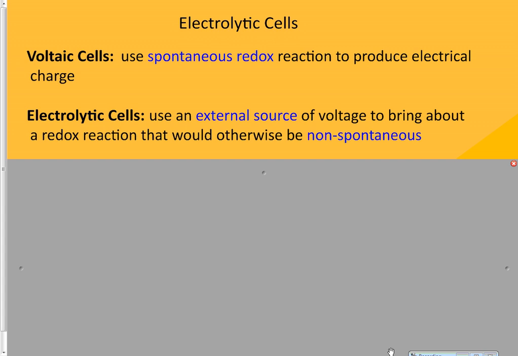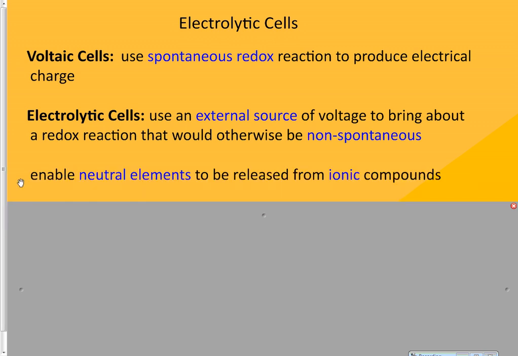And so we did that for you as a demonstration using the power source that we have in our demonstration tables. You might remember that, and if not, we can talk more about that in class, but that is an example of an electrolysis reaction or an electrolytic cell.